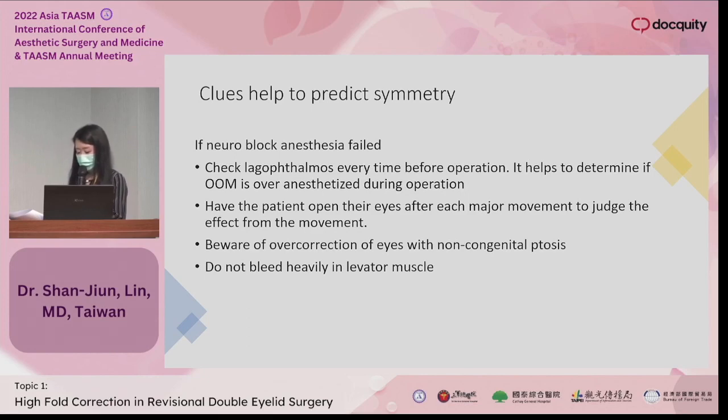Beware of overcorrection of eyes with non-congenital ptosis. If no matter how the levator muscle is shortened the effect is not obvious, the levator might be over anesthetized and there is no need to strengthen the muscle that much. Also, do not bleed heavily in the levator muscle. That will influence the movement of the levator muscle.